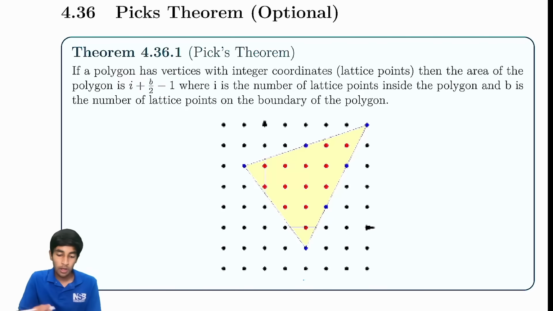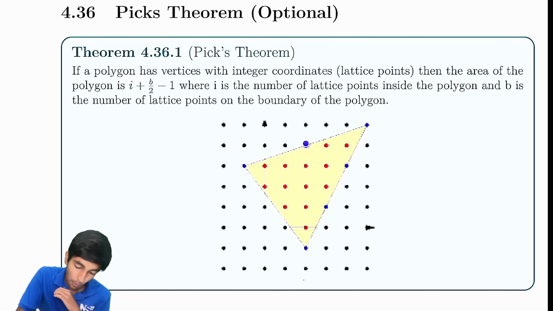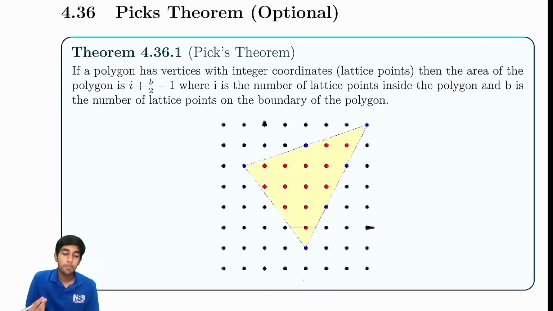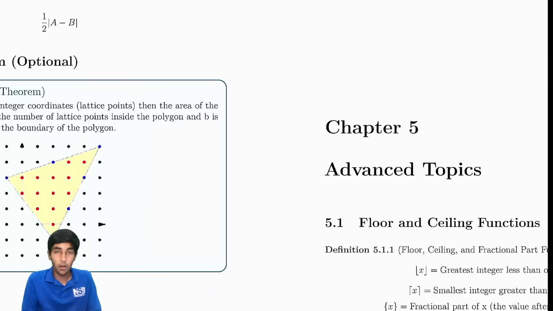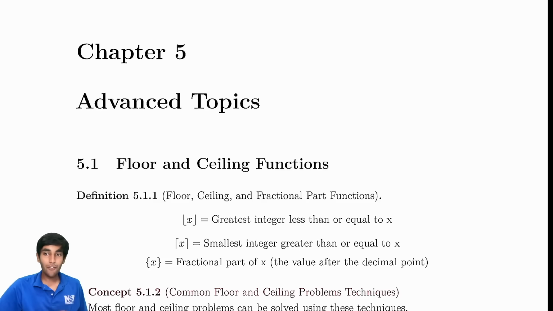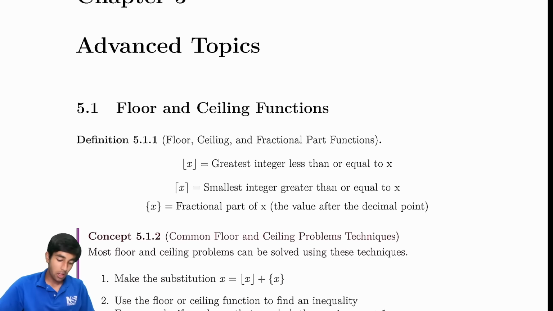Intuitively, you're trying to find all the lattice points inside. But if a point's on the border, it's kind of like halfway inside, but halfway not inside. So you just do b divided by 2 plus i minus 1. And that gives you the area. It's not that useful, but it's good to know. Now, let's talk about floor and ceiling.